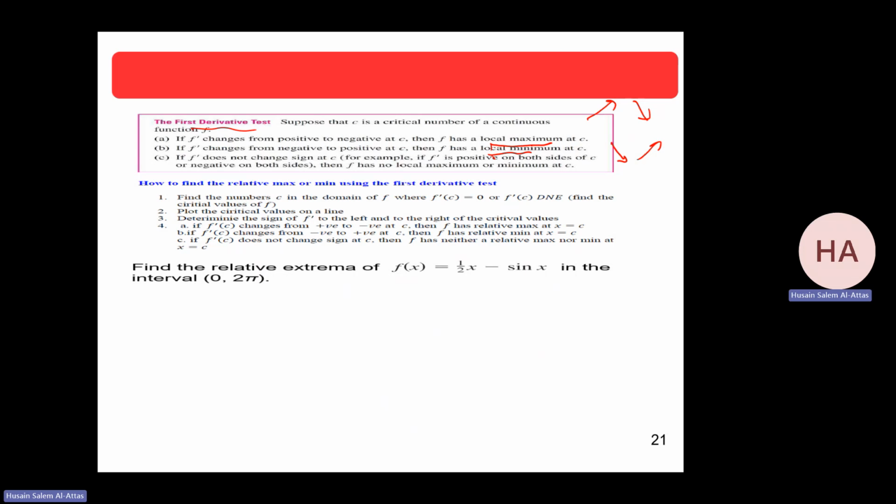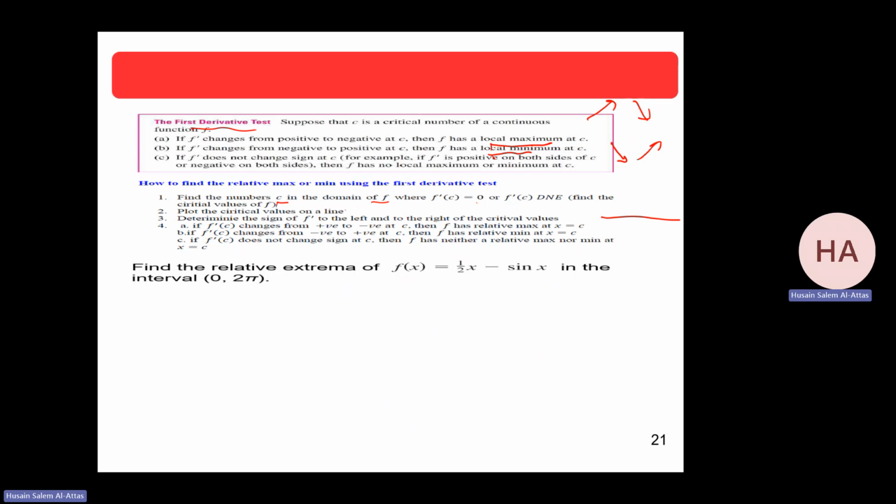So what's the idea? I need to find the critical numbers in the domain of f, mainly where f prime equals 0 or f prime does not exist. Also, sometimes I need the points of discontinuity. We have the real number line, and then we determine the sign of f prime. If it is positive, then negative, then we have local maximum. If it is negative, then positive, then we have local minimum, and so on.